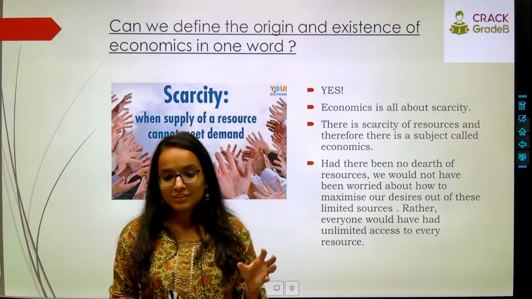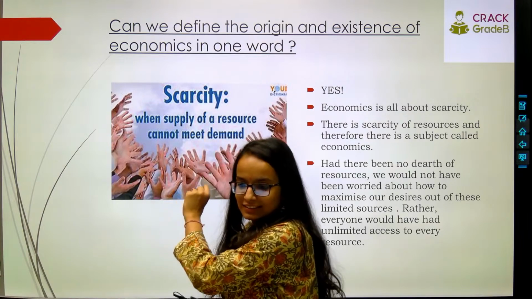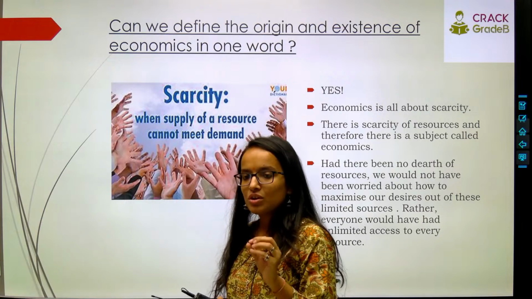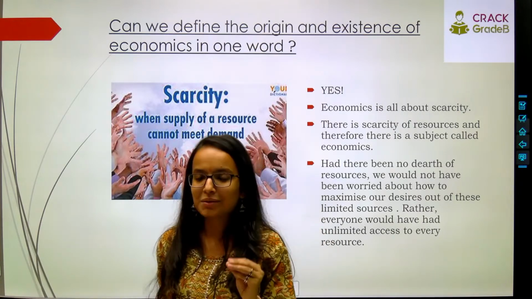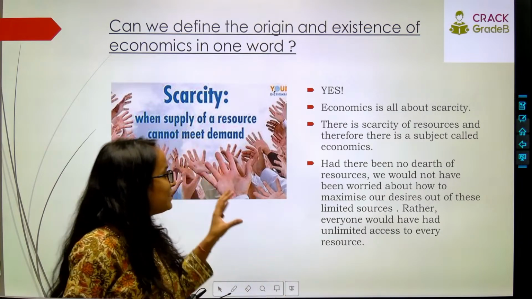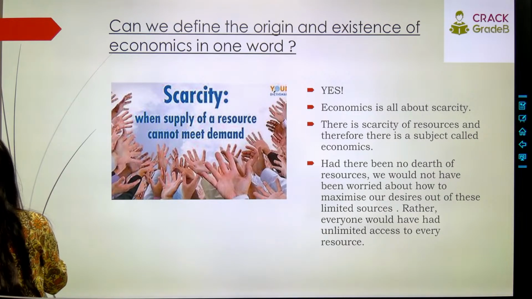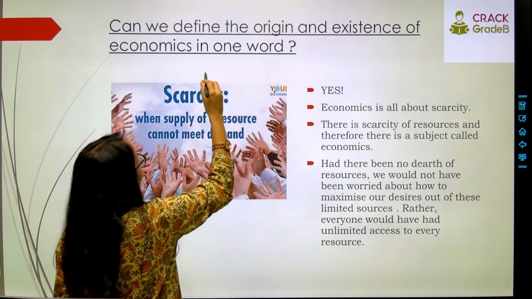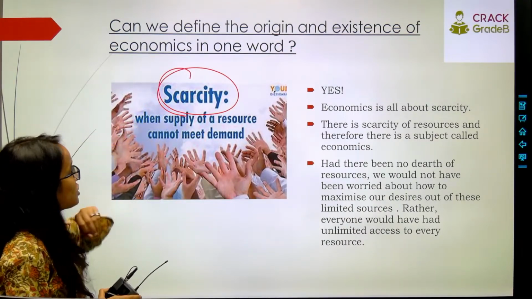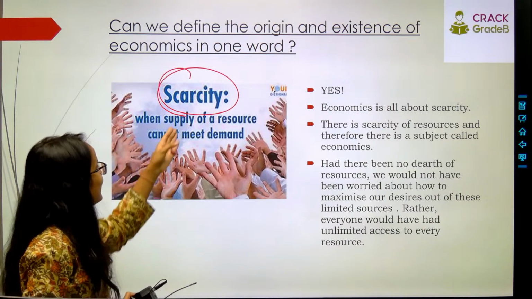Right. Okay. Now, this is very interesting. If you are able to understand this one particular word, economics will be very easy for you. If I ask you, why do we have economics as a subject on this earth? Okay. Why do we have economics? Right. So, the answer lies in this. We have something called scarcity. So the question is, can we define the origin and existence of economics in one word? Yes, of course. And the answer is scarcity.